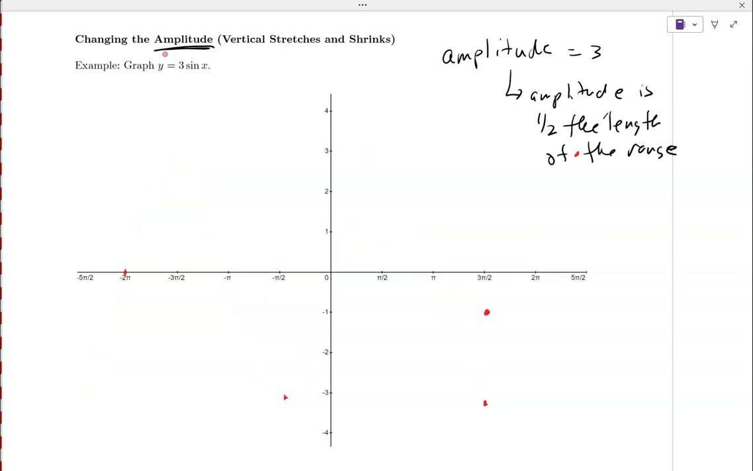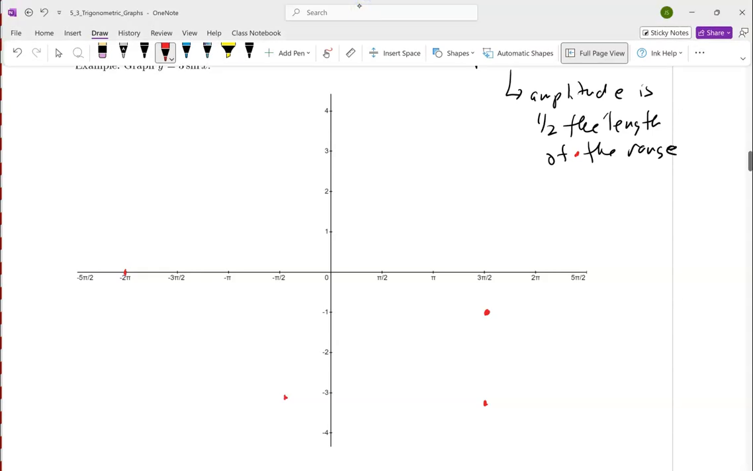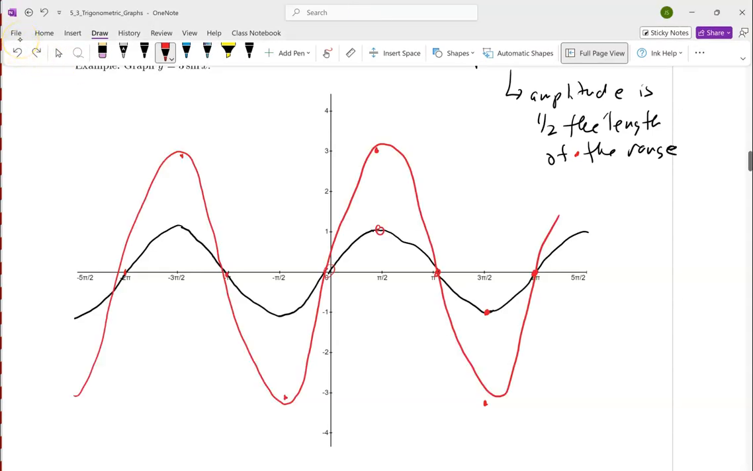that red graph instead. Why did it erase everything? Is there an undo on here? There we go. I don't know why it erased it.